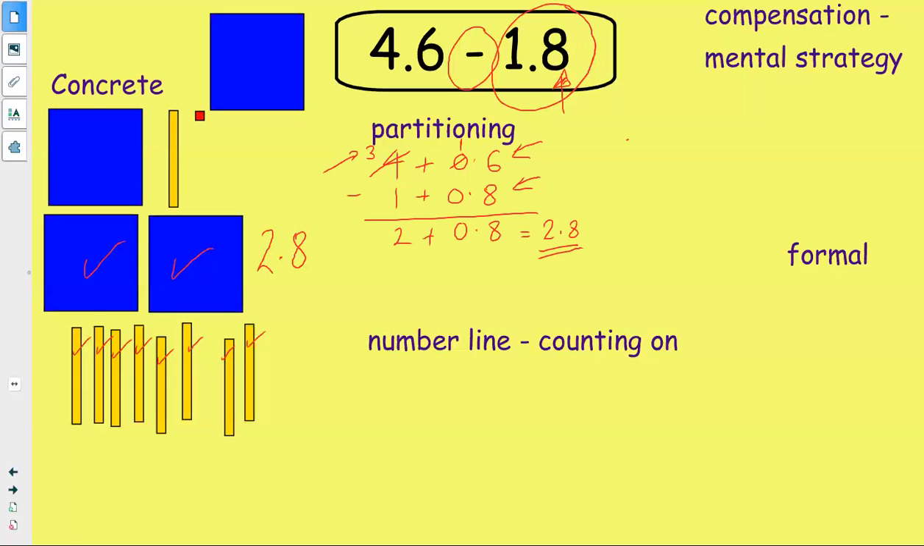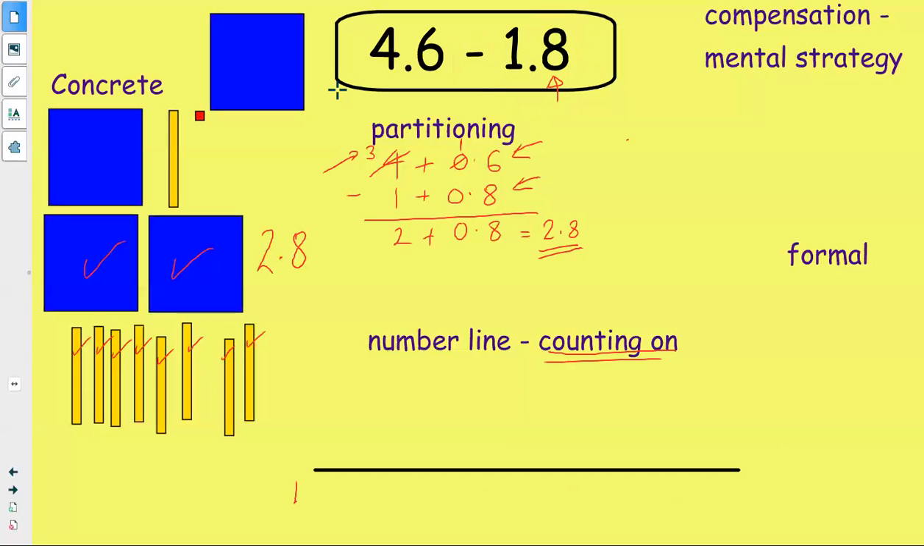If I look at the number line method, there we go. Now, this is my favourite method when subtracting numbers. It turns a subtracting calculation into an adding calculation. So you start with the number that you are subtracting and you count on, hence the name. So counting on method, that's what it's called. You're going to start with the 1.8 at the beginning of your number line, and you're going to count on until you get to your target of 4.6.